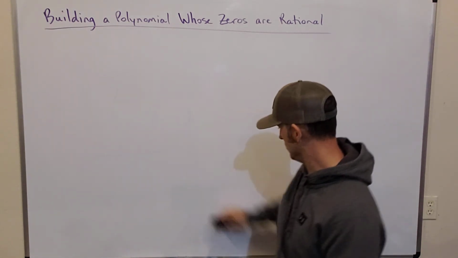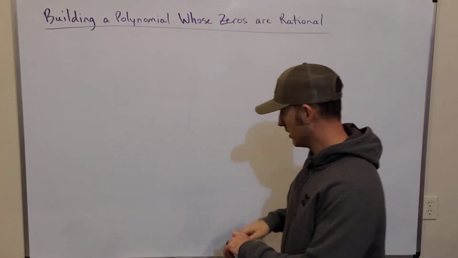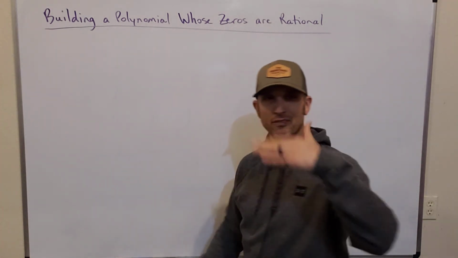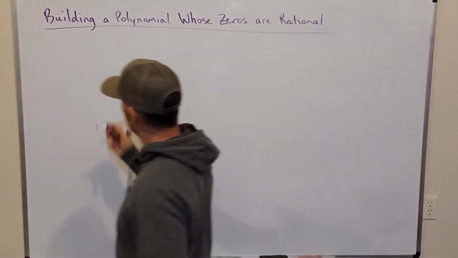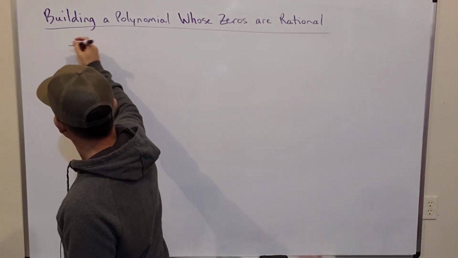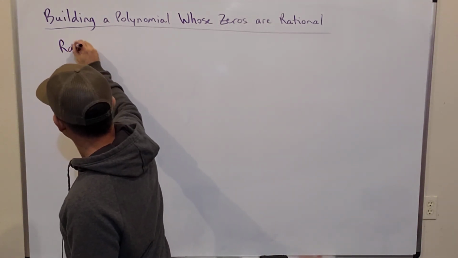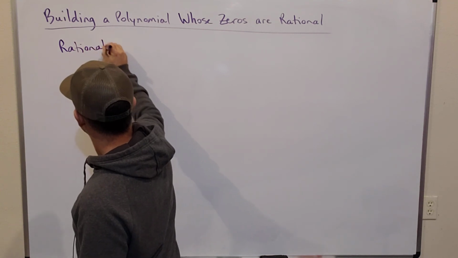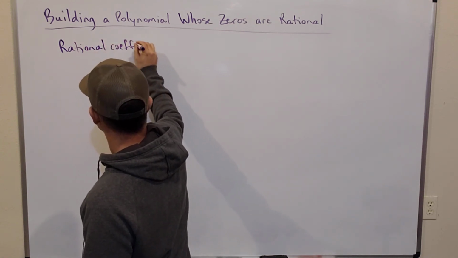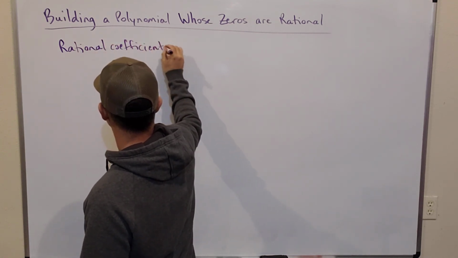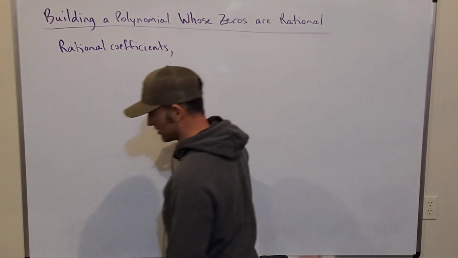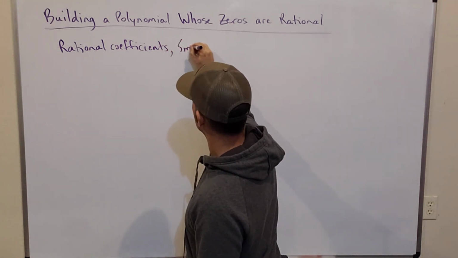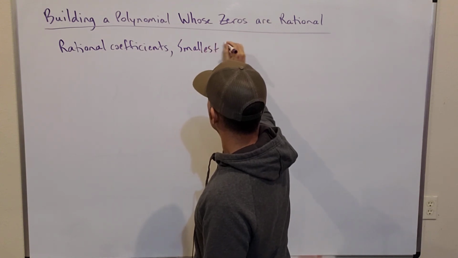All right, we'll do two more here. They sort of advance in difficulty as we go. So I'll abbreviate now. Let's assume rational coefficients. Again, we don't want any square roots or imaginary numbers in our answer. So let's assume rational coefficients. Let's again assume smallest degree.